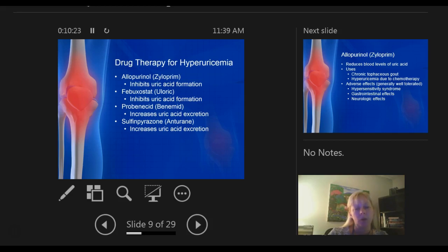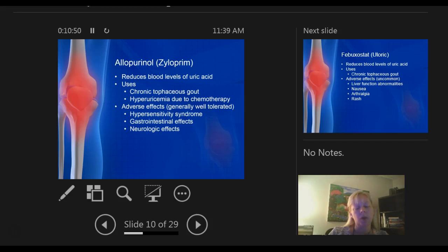Both of them work the same way, but remember when we talk about first and second generation, the Uloric is a second generation hyperuricemic drug, and therefore it has less side effects to it. It doesn't have that kidney. Of course, you have to watch for renal issues, but not as much as the allopurinol does. So they both do the same thing.